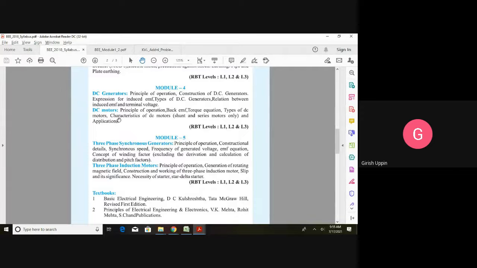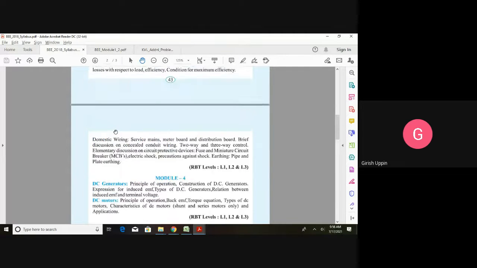In DC motors, principle of operation, back EMF, torque equation. Torque equation is very, very important. And here DC motor construction is exactly the same as this. So normally they will ask the construction of a DC machine. For both generator and motor, it is the same construction. Then types of DC motors, characteristics of a DC motor. This is also asked many times. Characteristics, then applications. So that is just an overview of your complete syllabus.